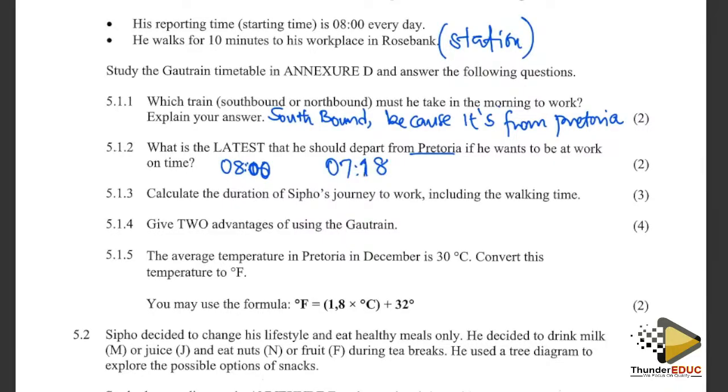This is when he's panicking. Here he'll be rushing because he has to beat the time. Calculate the duration of Tipo's journey to work, including the walking time.